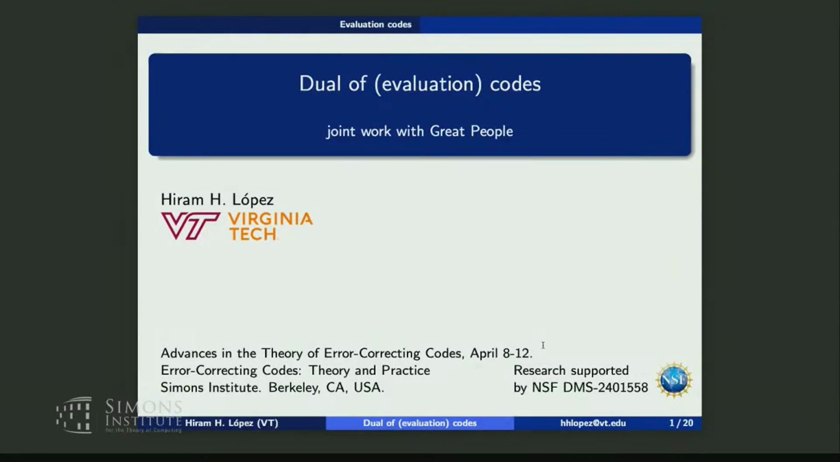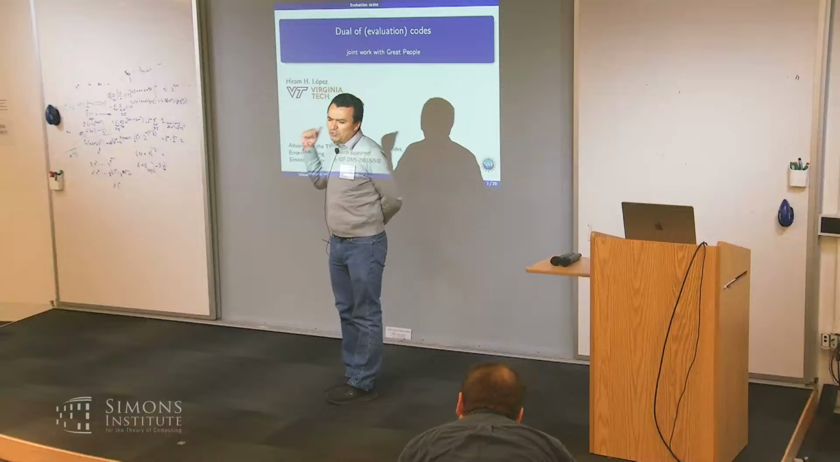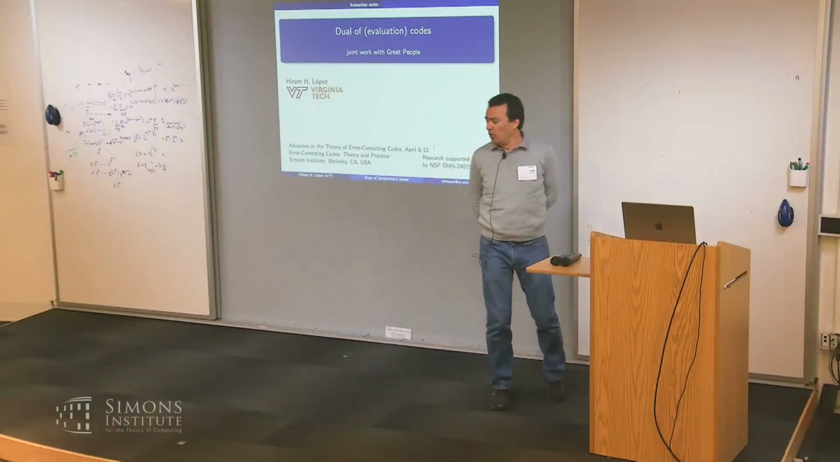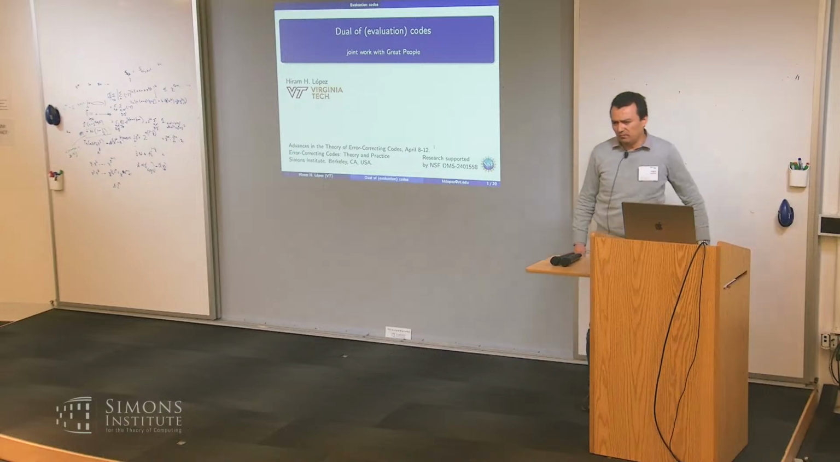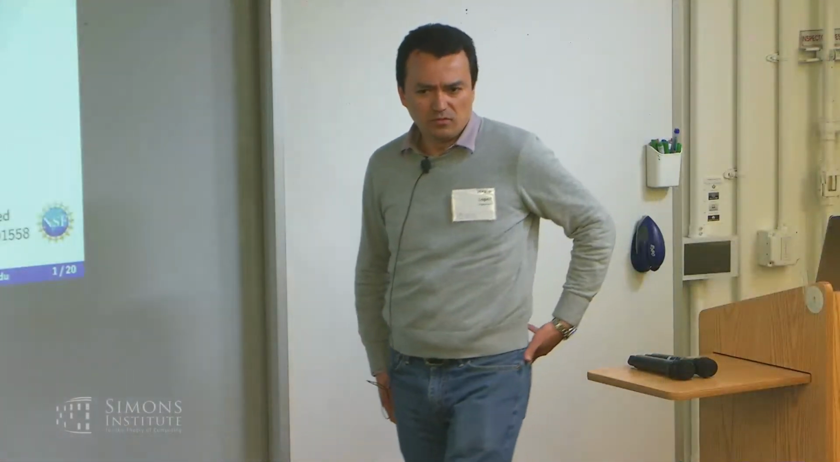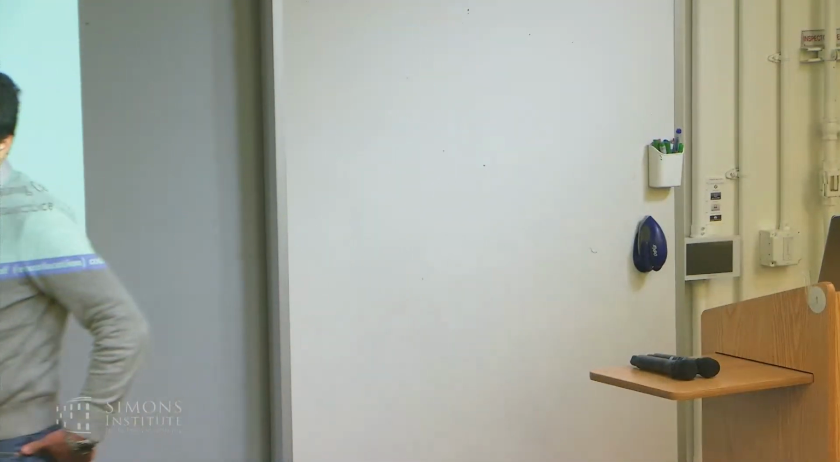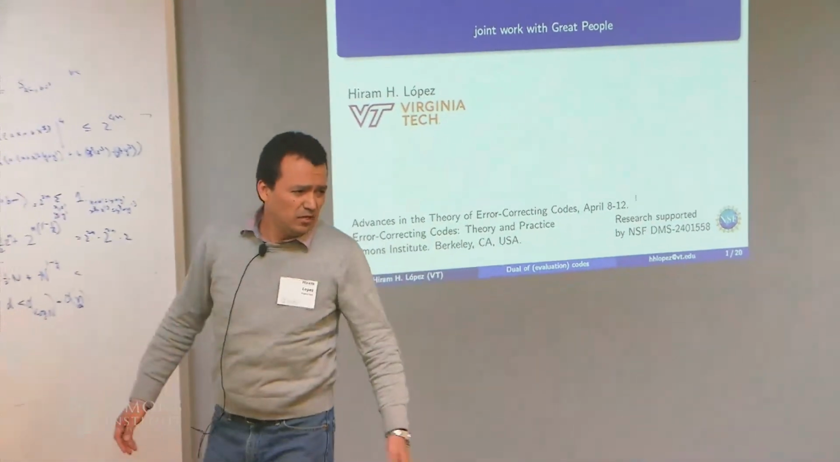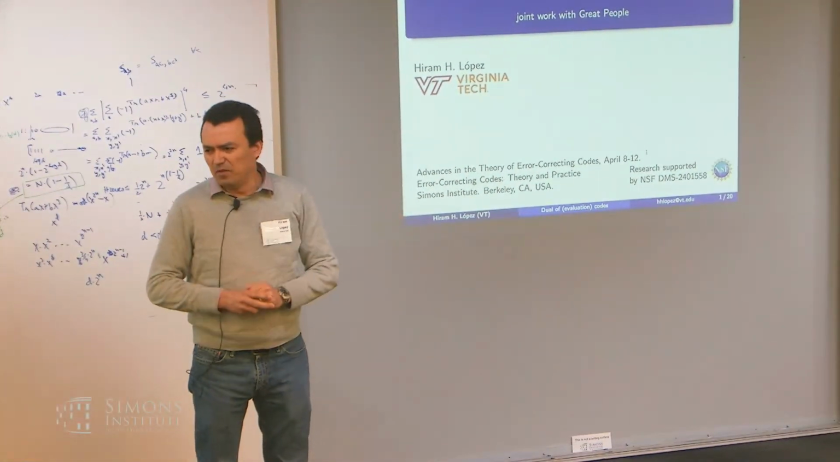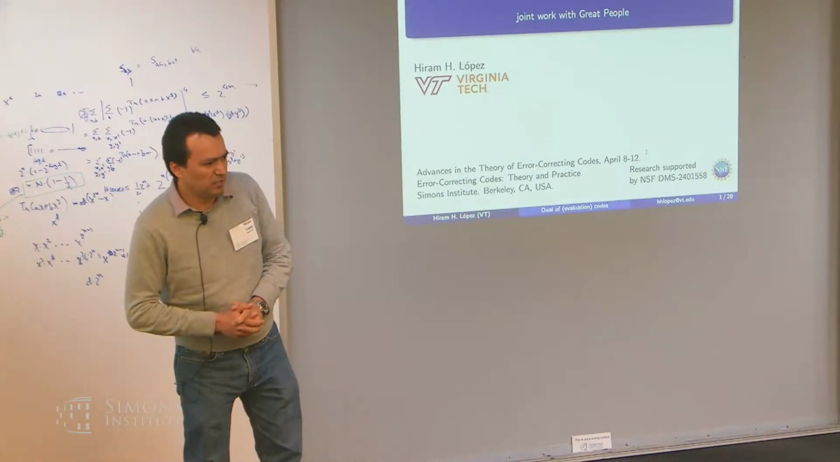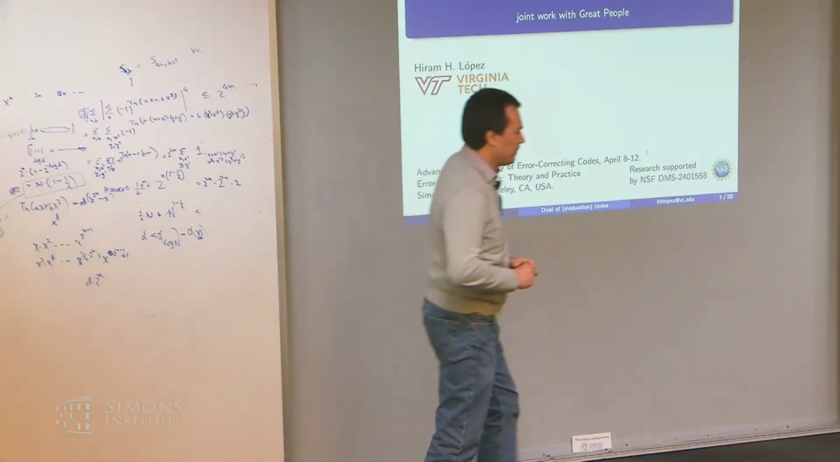Okay. So hello everyone. Thank you all for being here. The idea for today is to speak about the dual of codes or evaluation codes. If you are familiar with algebraic geometry codes or codes that use commutative algebra, this is going to be maybe trivial for you. If you are not familiar, my goal is that you see that maybe AG codes are not as difficult as I thought, or maybe I can use them for something.